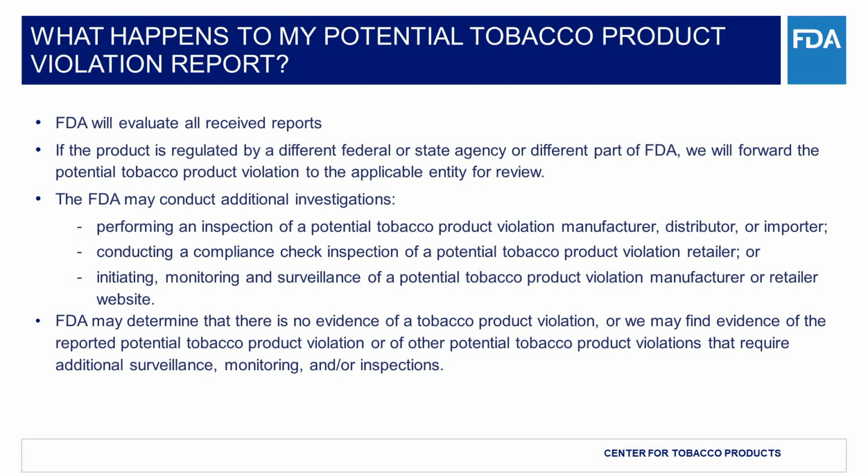After reviewing a potential tobacco violation report, the agency may investigate the report by performing an inspection of a tobacco product manufacturer, distributor, or importer, conducting a compliance check inspection of a tobacco retailer, or initiating monitoring and surveillance of a tobacco product manufacturer's or retailer's website. The FDA may determine that there is no evidence of a violation, or may find evidence of the reported violation or other potential violations that require additional surveillance, monitoring, and/or inspections.